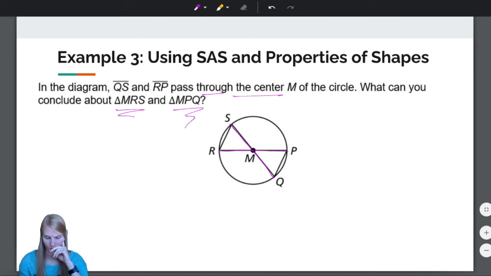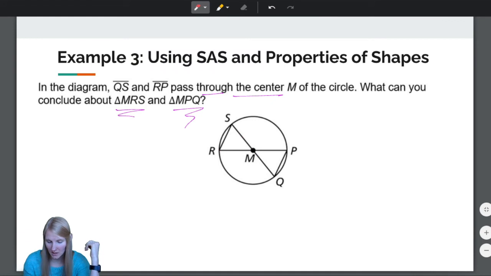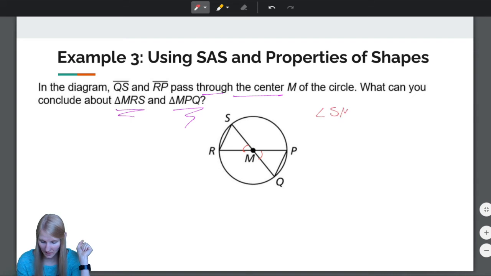Well, first thing, and I'm going to color code, first thing I notice is we have vertical angles. So we know angle SMR is congruent to angle QMP because they're vertical angles.